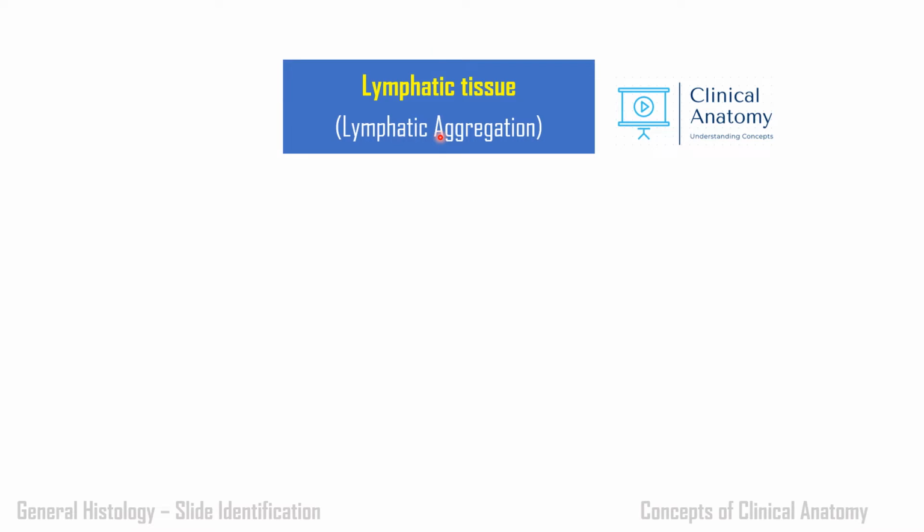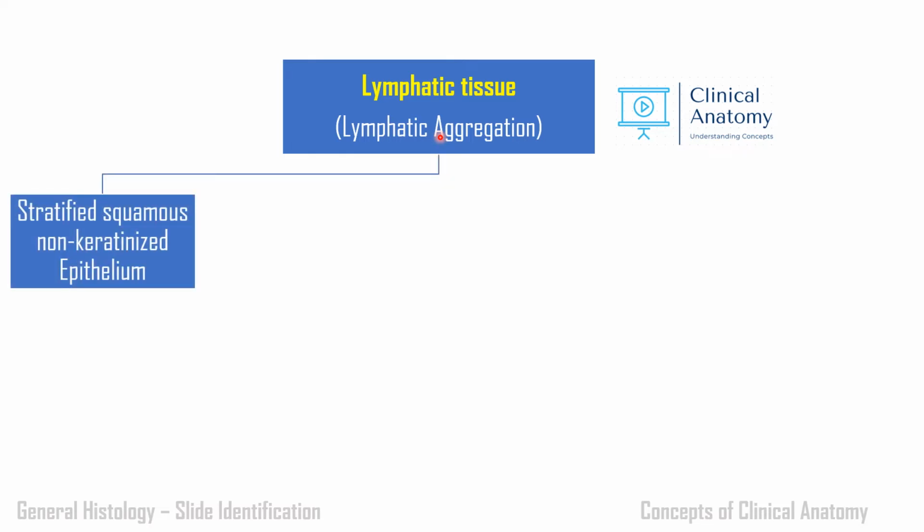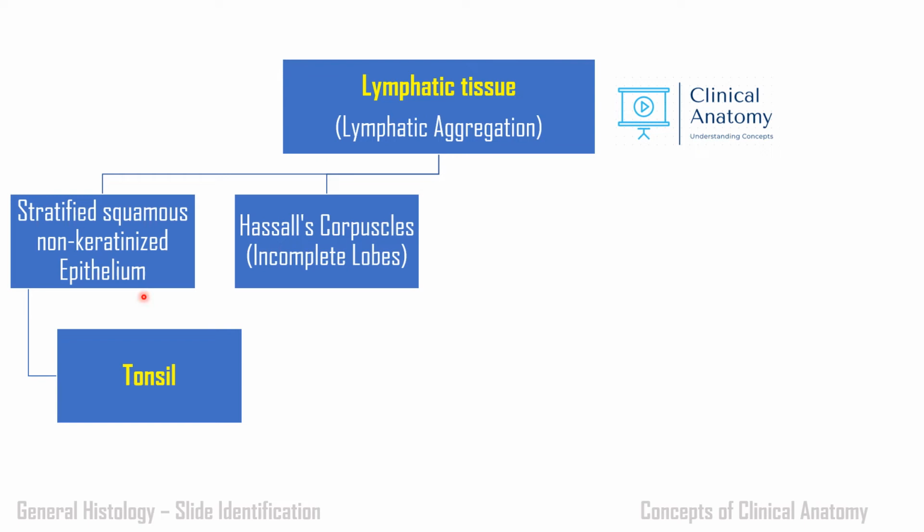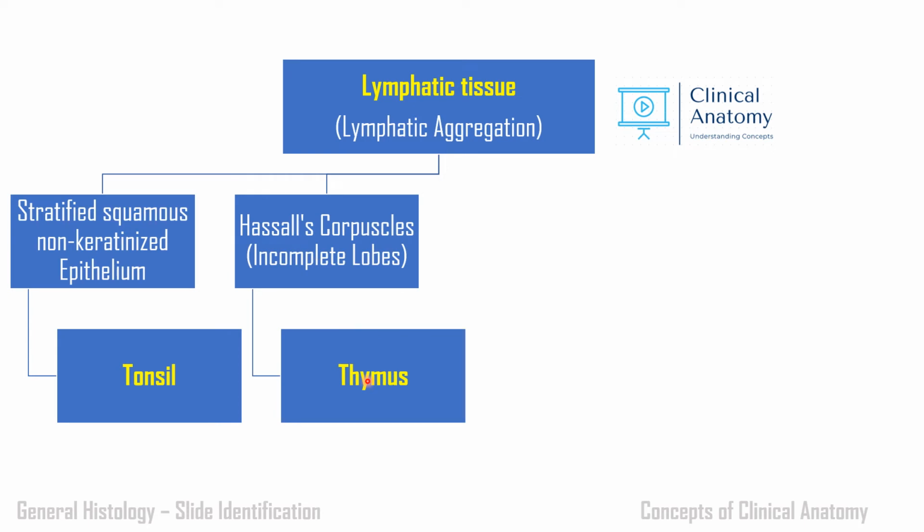Once you identify this is a lymphatic tissue by seeing the lymphatic aggregation, within it we have to look for whether the slide has stratified squamous non-keratinized epithelium or not. If it is there, then there is only one answer: the slide is the tonsil. If instead of the stratified squamous non-keratinized epithelium we have Hassall's corpuscles and the slide looks like an incomplete lobulation, then this is the thymus.